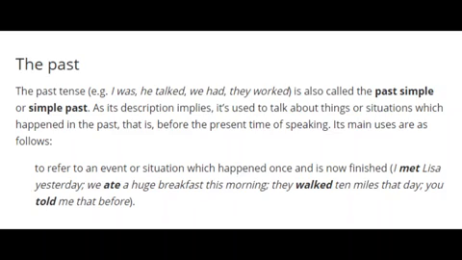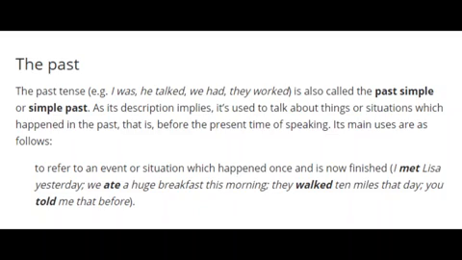Now I'm going to explain to you the main uses of the past tense, as I told you the main uses of the present. Now, where do we use the past tense? Keep this in mind. Past tense is used to refer to an event or situation which happened once and is now finished. Point to be noted, which happened once but is now finished. To say this we express the past.